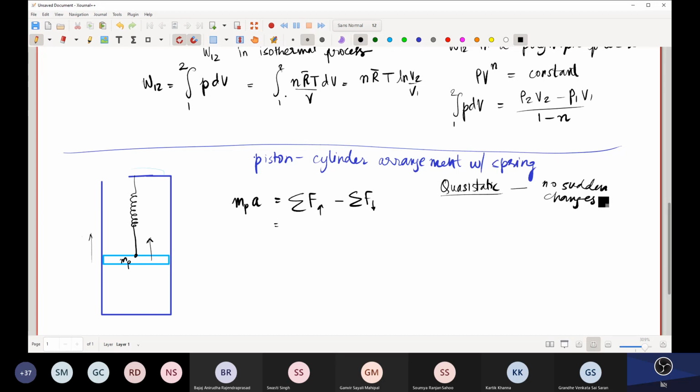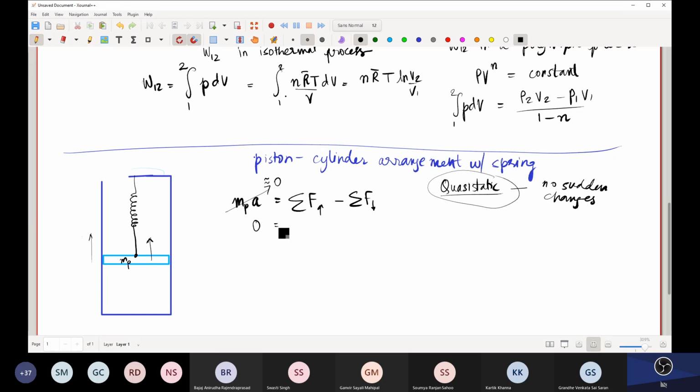But no sudden changes does not mean that there is no change. It simply means that the acceleration would be zero. It would go slowly, that this acceleration would be very small, and ideally it would be zero. So this is approximately zero because of this assumption. It will never be exactly zero. Of course, it will accelerate, but at some absurdly small speed. Do you understand?